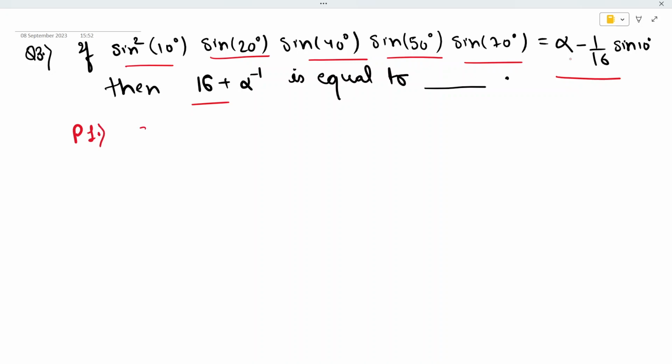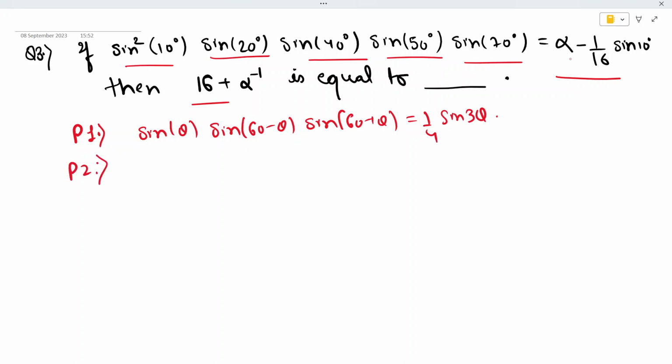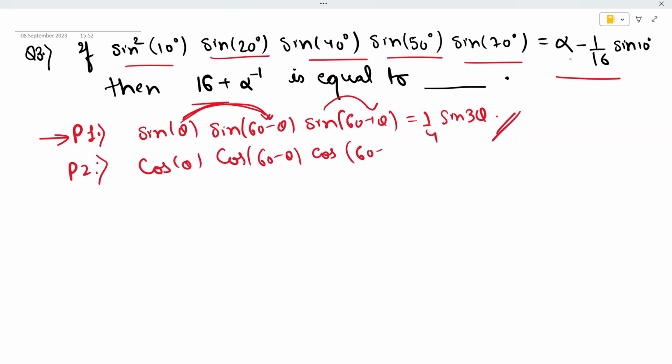Property 1: sin theta, sin(60 minus theta), sin(60 plus theta) is equal to 1 by 4 sin 3 theta. Very important formula, identity. Property 2, we are going to use this one: cos theta, cos(60 minus theta), cos(60 plus theta) is equal to 1 by 4 cos 3 theta. It means that if we have theta, and the difference 60 minus theta, and the addition 60 plus theta, it is equal to this.